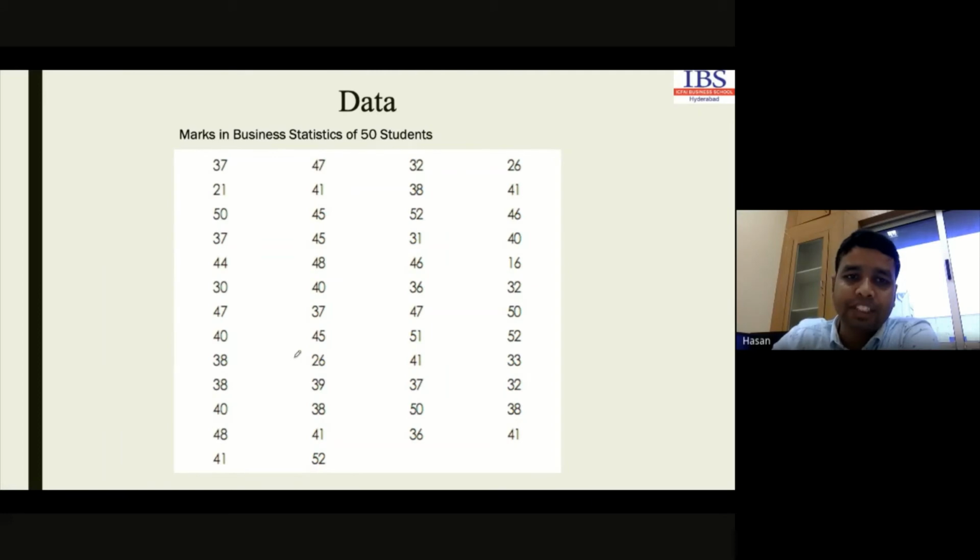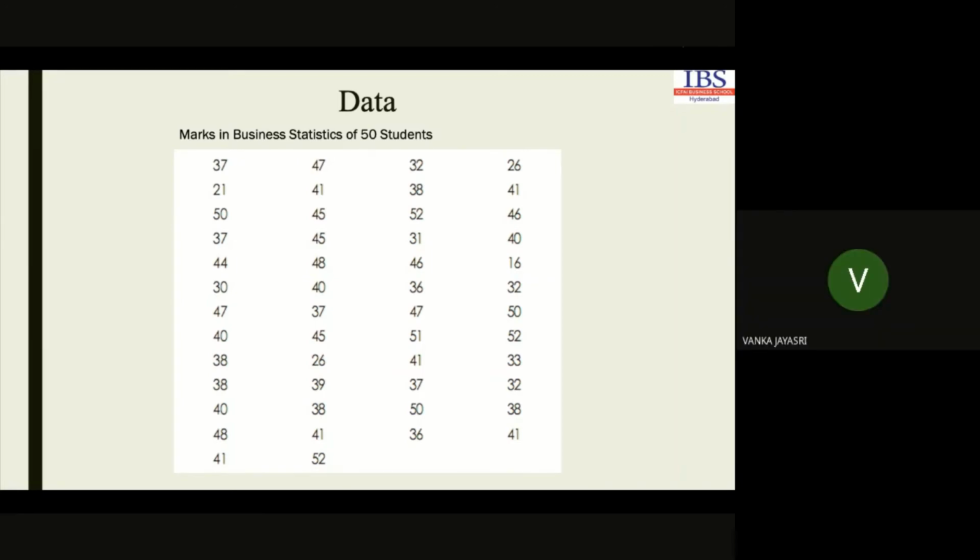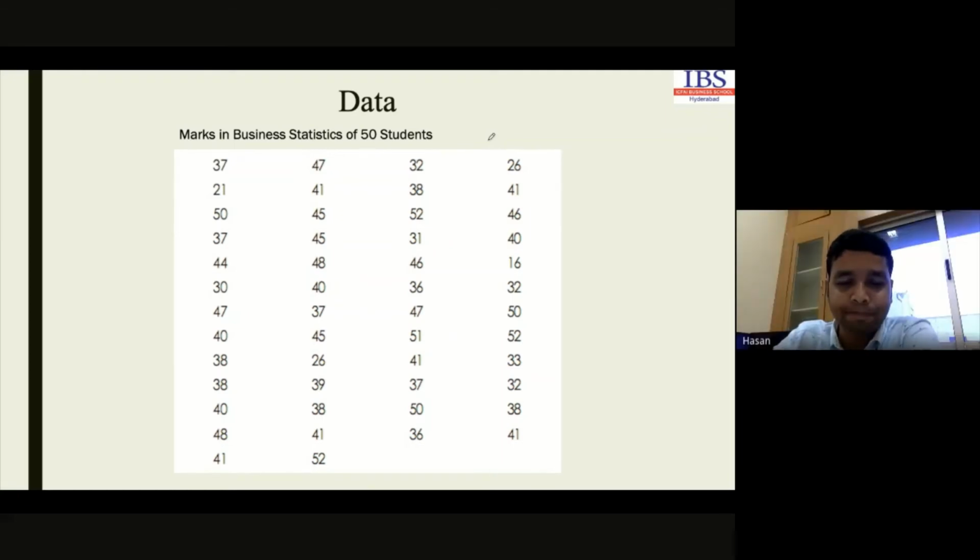We can take the example here. Marks in business statistics of 50 students. It is mentioned here. Anyone, can you tell me what type of data it is? Whether it is raw data or process data? Raw data. Everyone agree? Yes, sir, raw data. Excellent. So this is raw data.